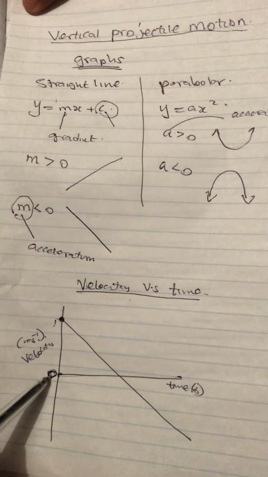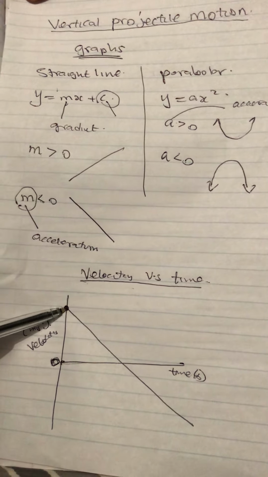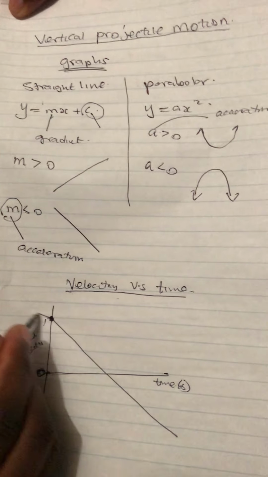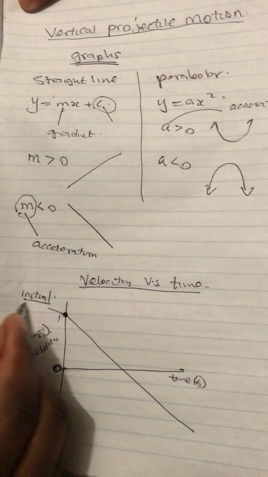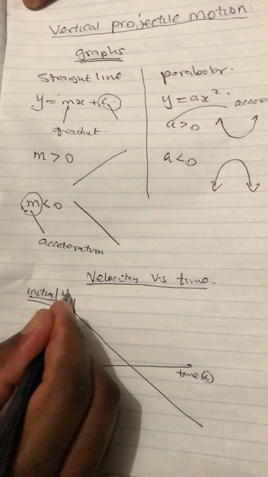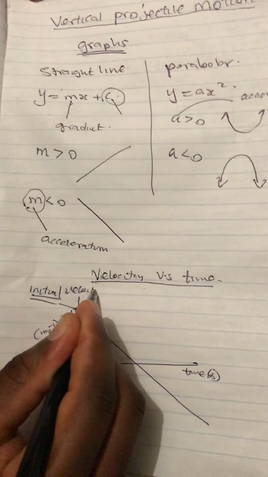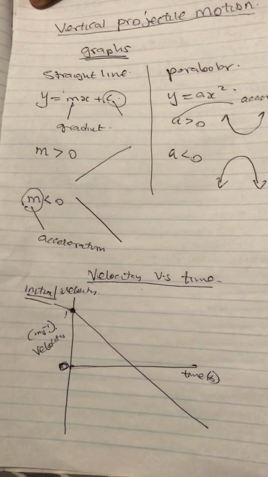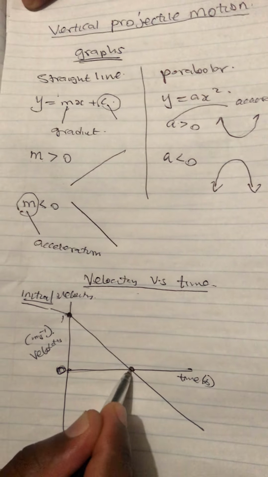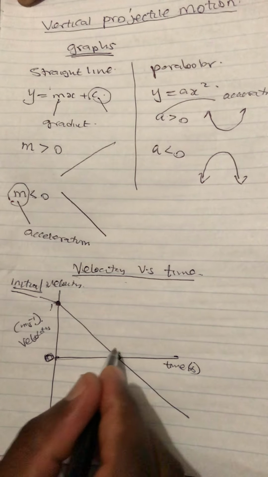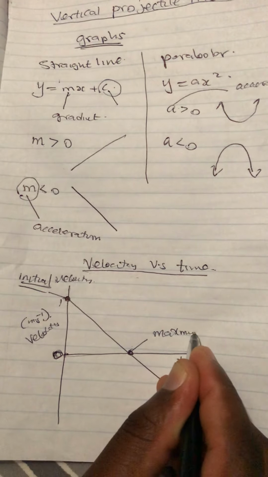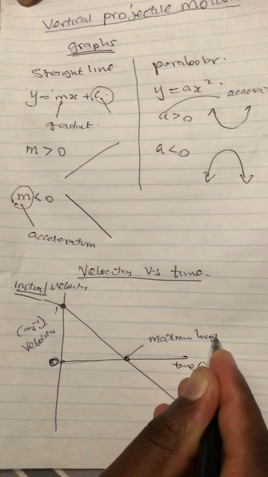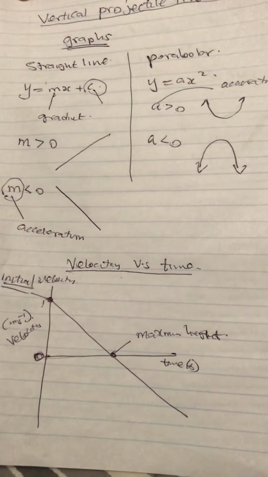And then since t is 0, therefore this one is what? Initial velocity. Every time where the graph starts on the y-axis, we call it what? Initial velocity. It is always like that. And then this point here, this is v is equal to 0. This point is the what? The maximum height. Don't forget, this is the maximum height.